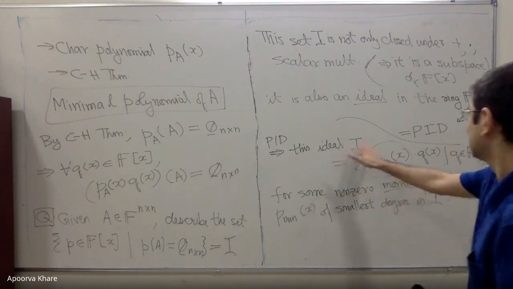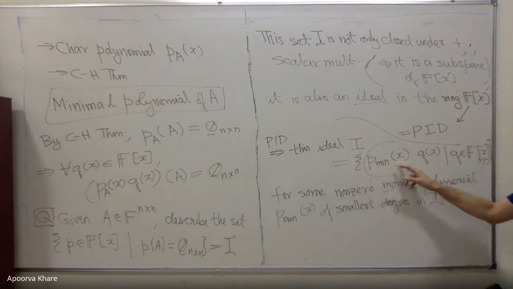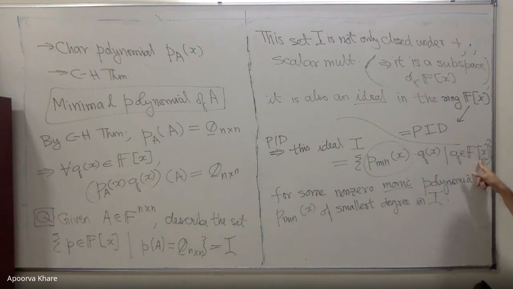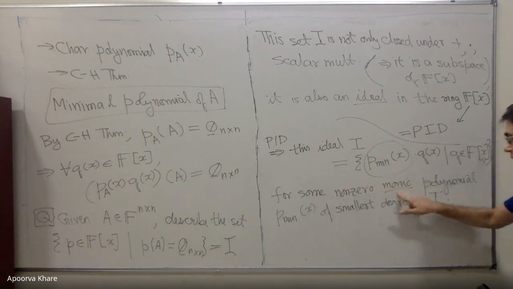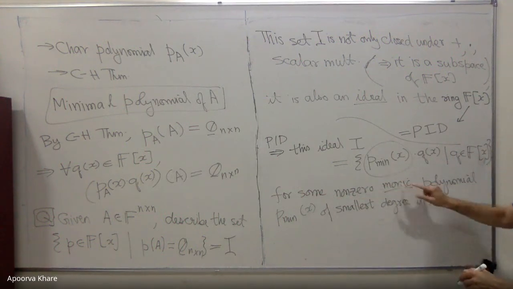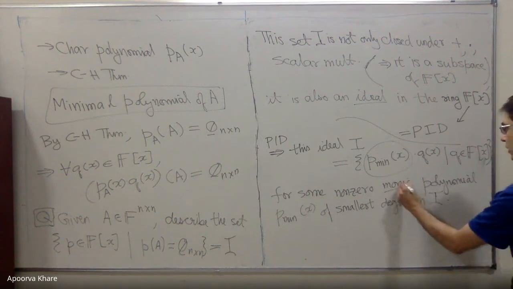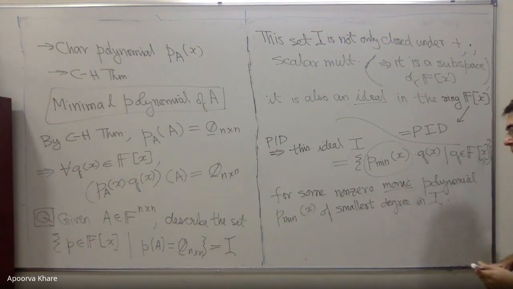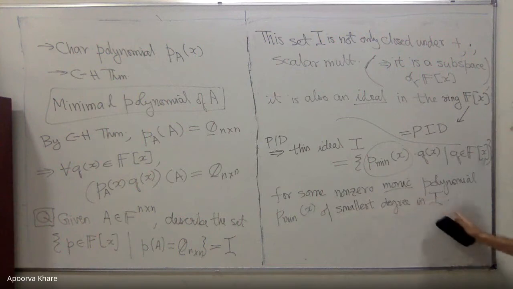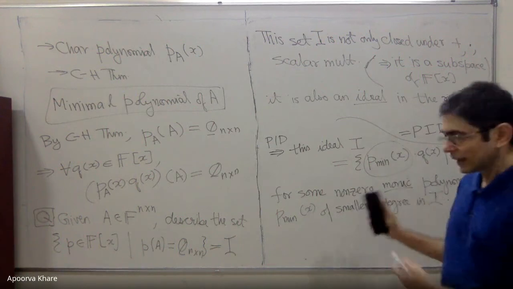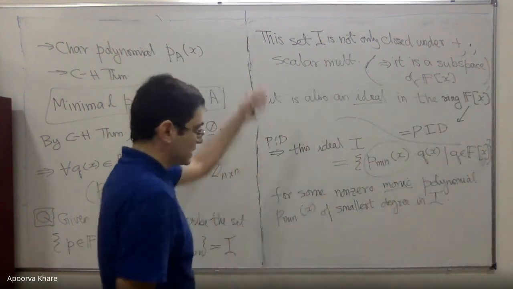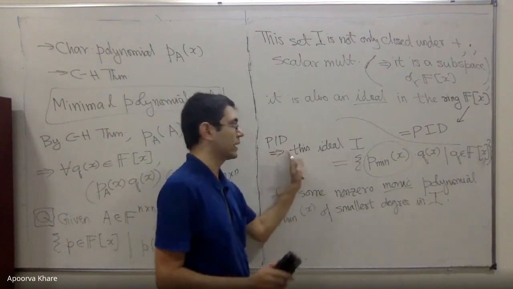Okay, so this ideal I equals the set P min of X times Q of X, where Q runs over all possible elements of this polynomial ring, for some non-zero monic polynomial P min of X of smallest degree in I. Right? So now let's make that formal. I stated this, I'm just telling you, take my word for it.